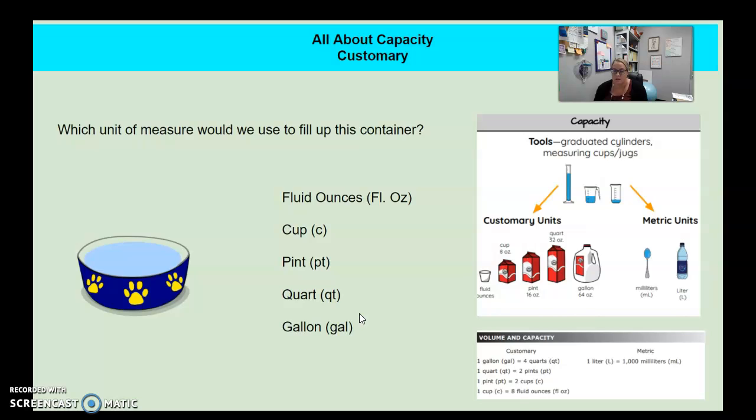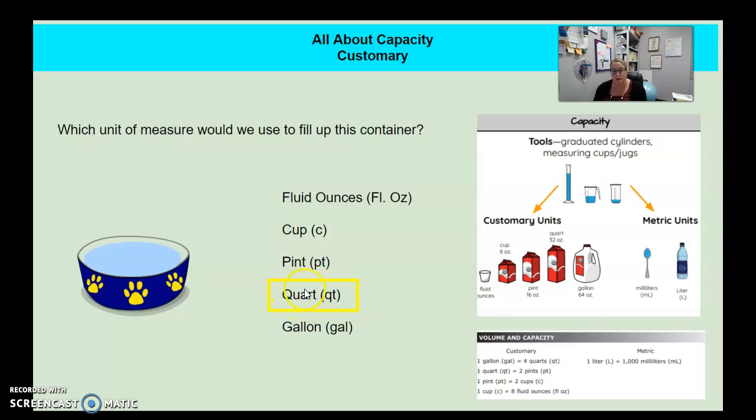Oh, that's true. I heard somebody say, well, it depends on the size of the bowl. And you know what? You're right. So it's just kind of a medium-sized bowl. So what do you think I would use? Yeah, I'm going to say a quart.